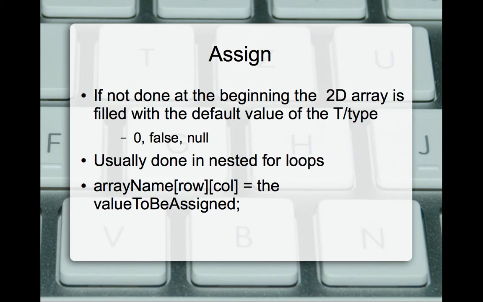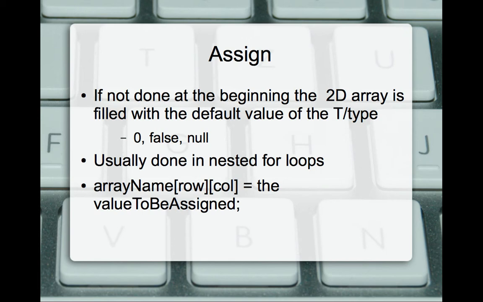And the structure inside a set of loops would be that line right there where array name sub row sub col equals whatever value is to be assigned to that cell. So you take the name of the array, you specify what row and column you wish to put that value at, and then use the equal sign, aka the assignment operator, and the value you're actually putting in there.